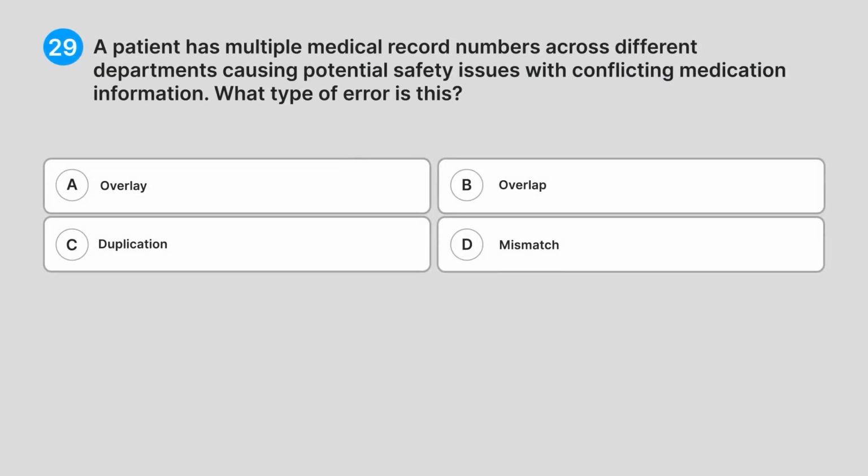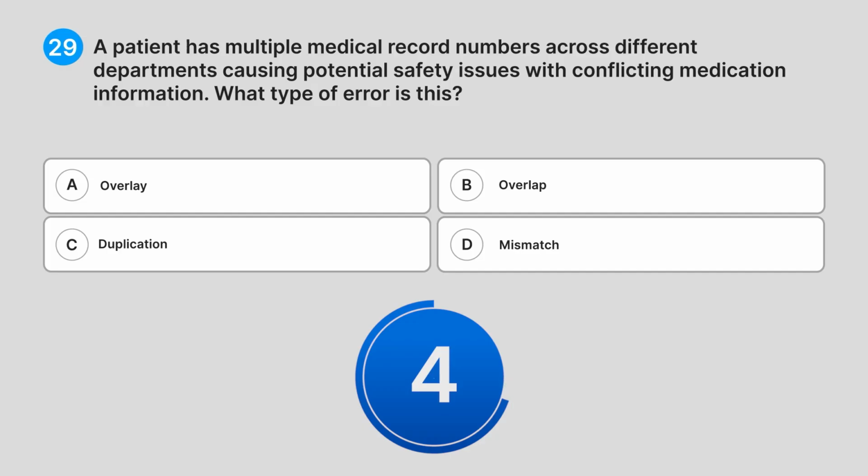29. A patient has multiple medical record numbers across different departments, causing potential safety issues with conflicting medication information. What type of error is this? A. Overlay. B. Overlap. C. Duplication. D. Mismatch. Can you guess the answer?